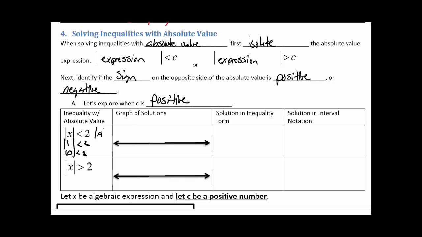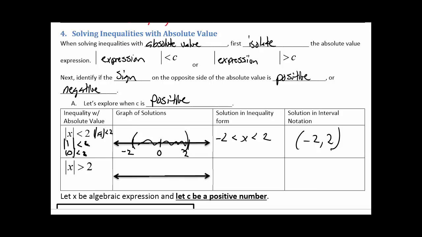So when I'm looking at this, the idea that it's less than means I'm looking at anything between 2 and negative 2 that satisfy those two inequalities. Right? So in inequality notation, we would write it as negative 2 is less than x, which is less than 2. In interval notation, we'd say it's anything between negative 2 and 2, just not including those. So it's that whole idea of less than.